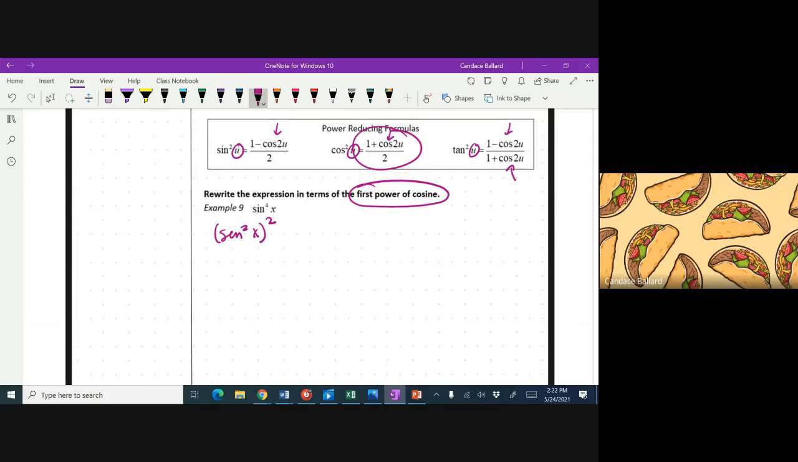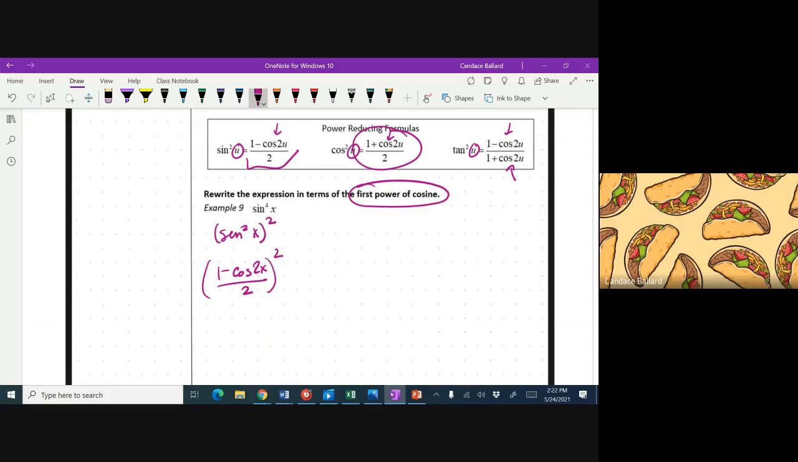What's the u this time? So what's the u from the formula this time? Excellent. It's just an x. That's right, just an x. Okay, so we're not super panicked. We're just going to write 2x when we see it. I'm going to take this guy right here, and I'm going to plop it in for the sine squared. So 1 minus cosine of 2x over 2.